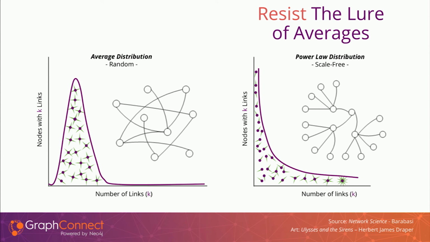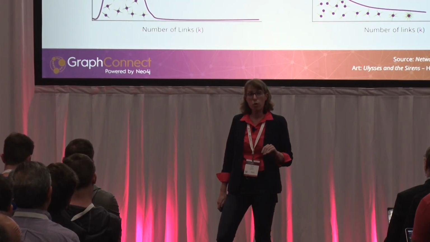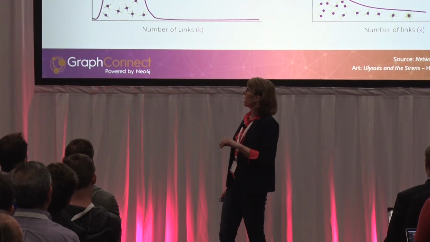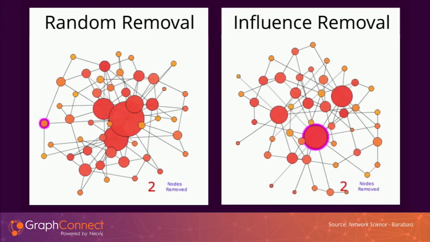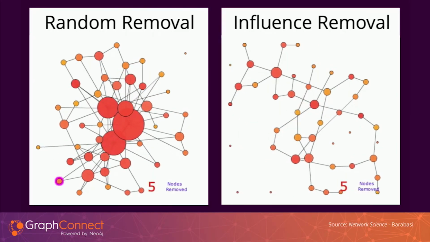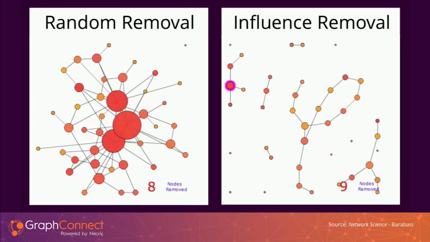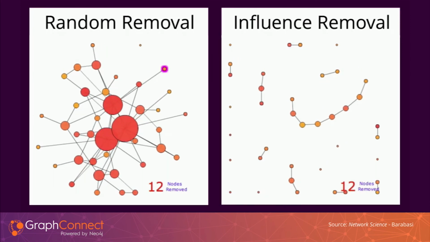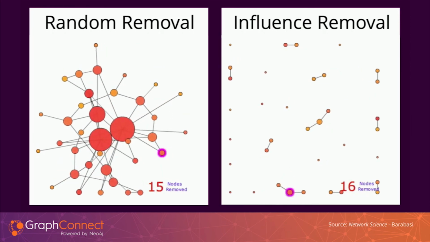And I have a little video of what it looks like if you actually try to apply a random approach to a real network. And this is a network where we're trying to remove influence. You can either take a random approach and just kind of willy-nilly grab nodes and remove them, or you target the most influential.